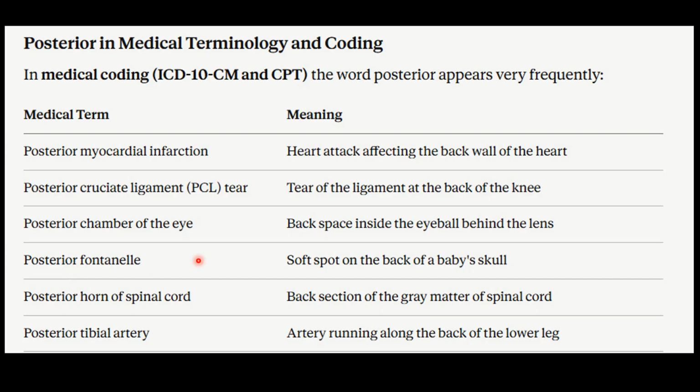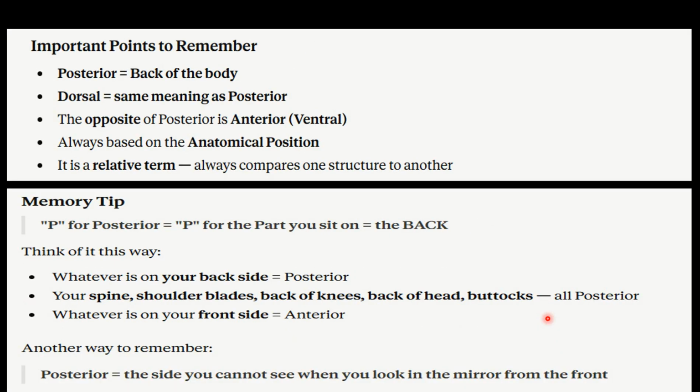Posterior fontanel is the soft spot on the back of the baby's skull. Posterior horn of the spinal cord is the back section of the gray matter of the spinal cord. Posterior tibial artery is the artery running along the back of the lower leg. Clear? So these are some of the most useful medical terms with their meaning. Now we will conclude this entire session, and I'll share some important notes to remember and some memory tips also. So let's see what that is.